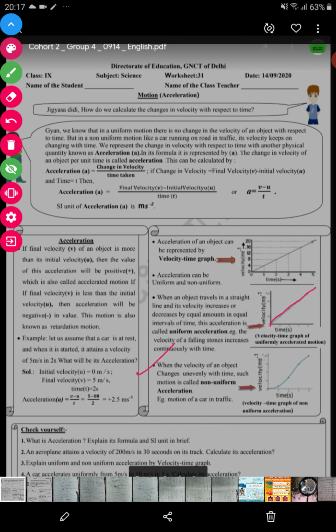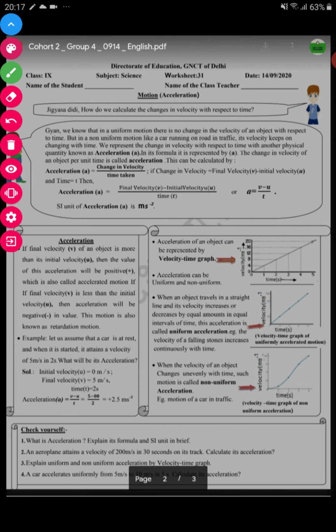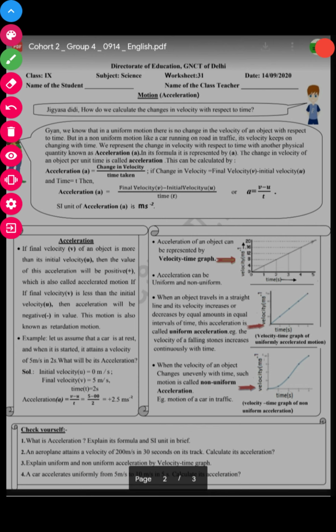Whereas when the velocity of an object changes unevenly with time, such motion is called non-uniform accelerated motion. See, and the graph of this kind of motion is a sigmoid graph, right? So this is all about today's worksheet. And children, see, we have this practice exercise.